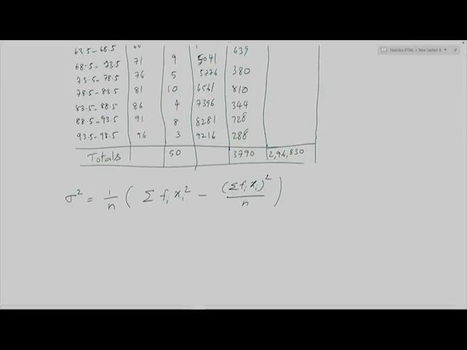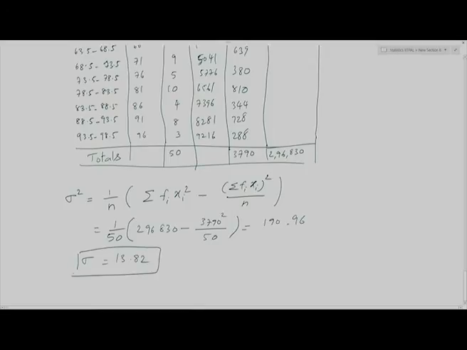Now, if I substitute all this, I can find out the values. So, 1 by 50 times the number 2,96830 minus this 3790 square divided by 50. This gives the variance 194.96, and finally, the sigma value will be 13.82.